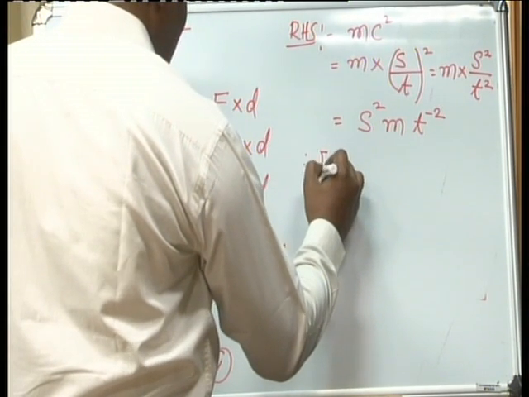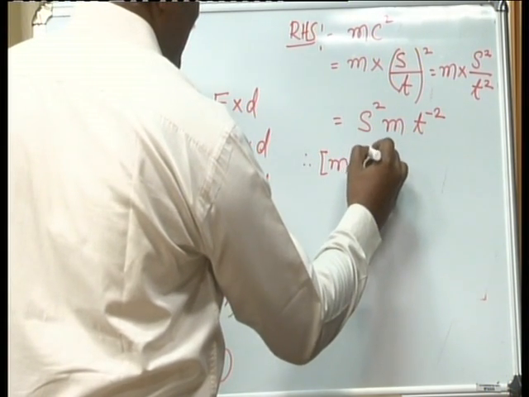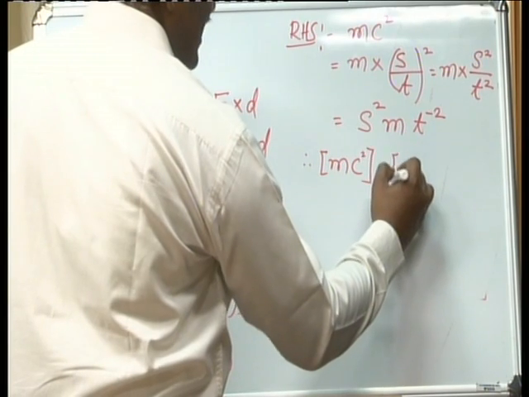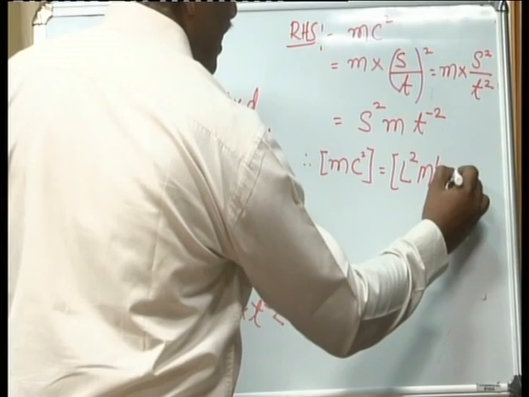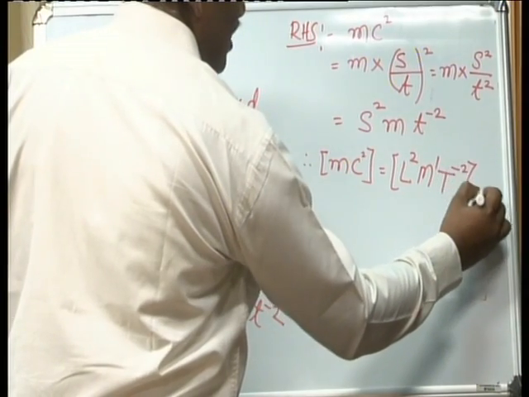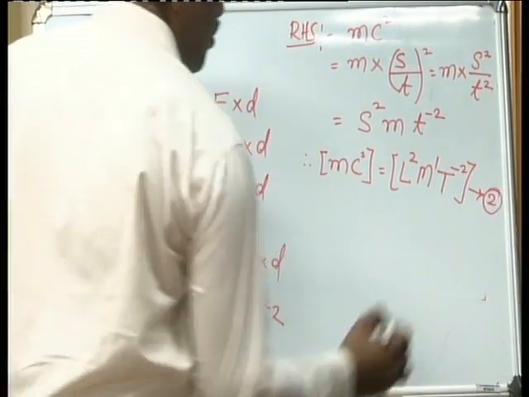Therefore, the dimensions of the right hand side are: s means L square, M power minus 1 and T power minus 2. Call this equation 2.